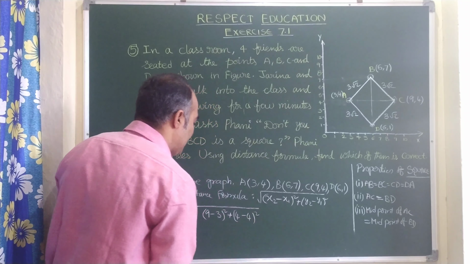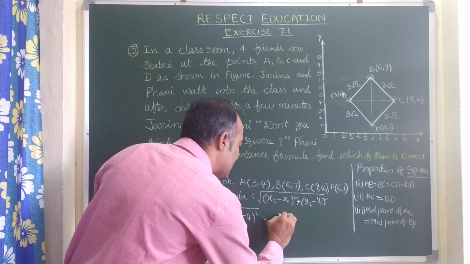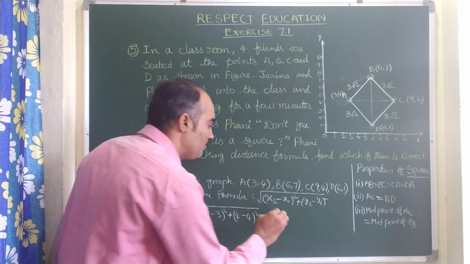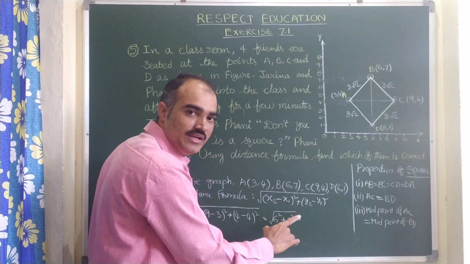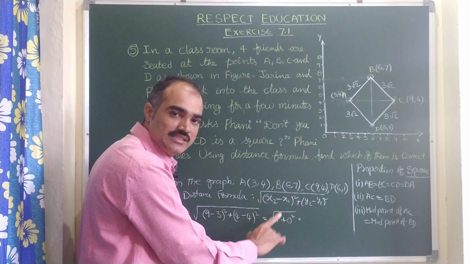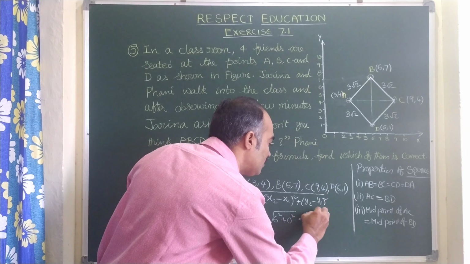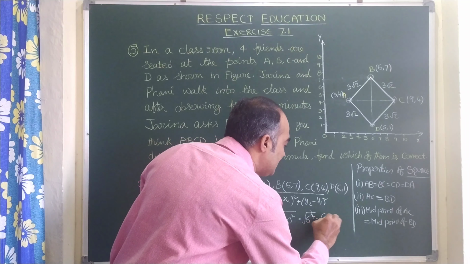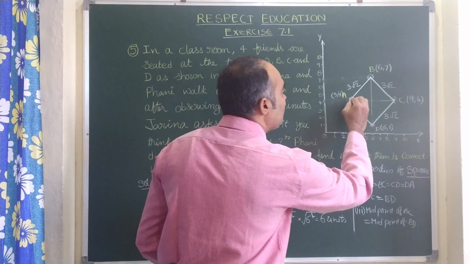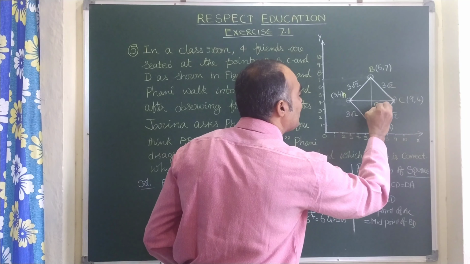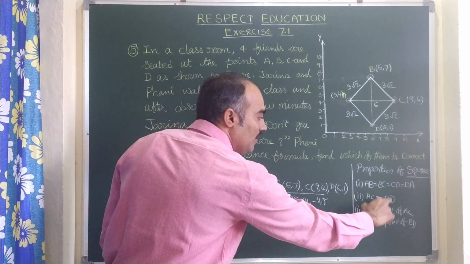So here let us simplify this. 9 minus 3 is 6. So 6 square plus 4 minus 4 is 0. So 6 square plus 0 square. 0 square is 0. If we add that to 6 square, you will get 6 square only. So here 6 square, square and root get cancelled. So this is 6 units. Which value is this? AC. A to C, this distance is 6 units. AC is 6. Now we have to find BD.